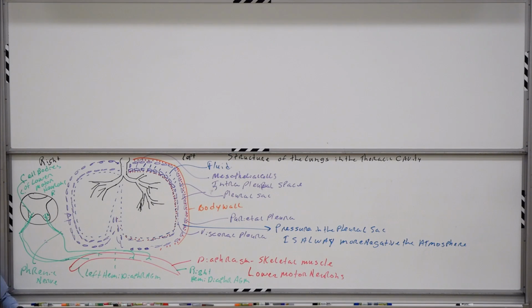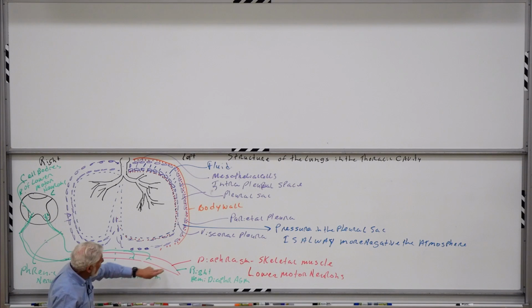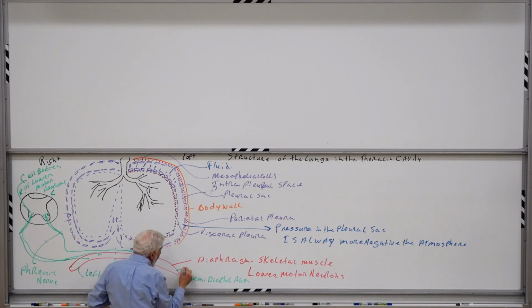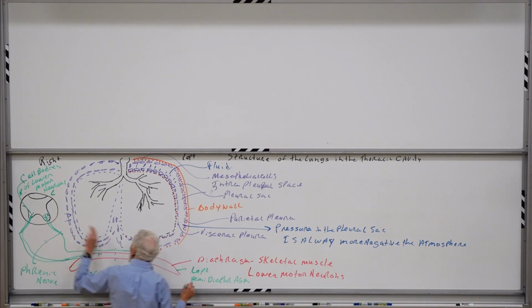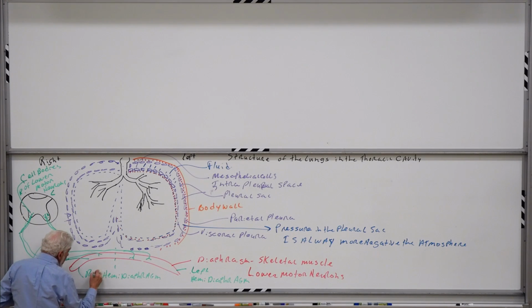Sorry, you have right and left, and then left and right. Is that correct? I'm sorry, that's a mistake. This should be the left side, this should be the right side, because the lower motor neurons on the left side are going to innervate the left hemidiaphragm. And the motor neurons on the right side are going to innervate the right hemidiaphragm. Okay, thank you.